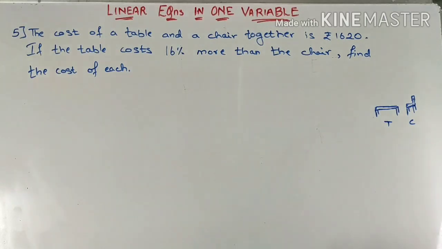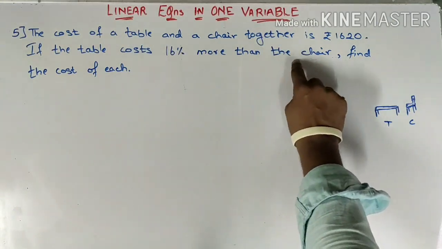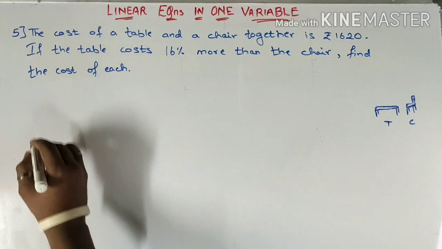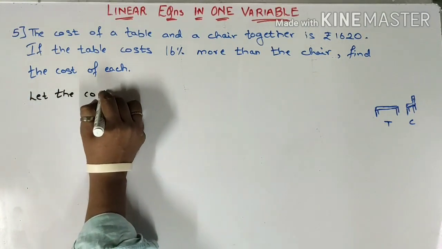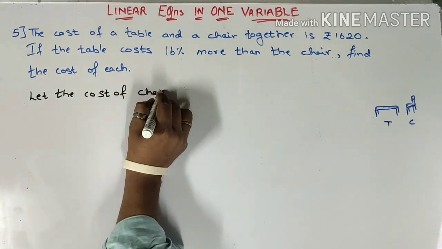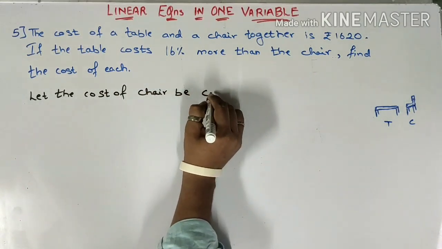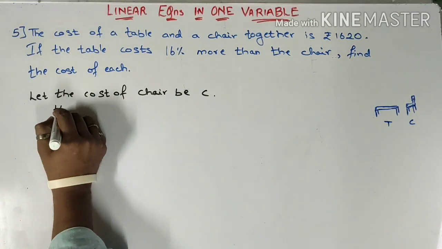We'll have to assume the cost of one of them as an unknown variable. Okay, so suppose the table's cost is 16% more than the chair, so let us assume the value of the chair as C. So let the cost of chair be C. So the cost of table will be what?